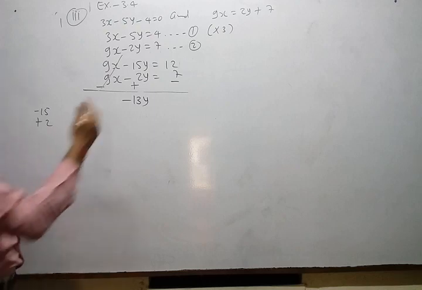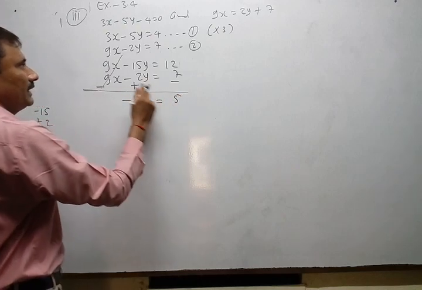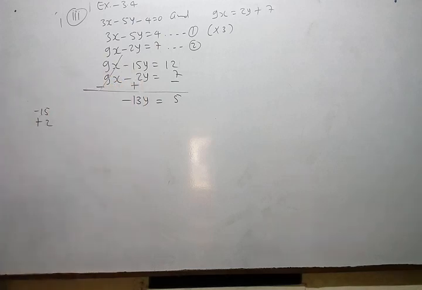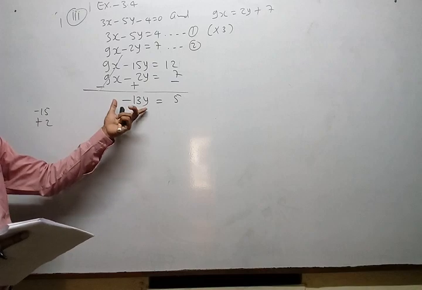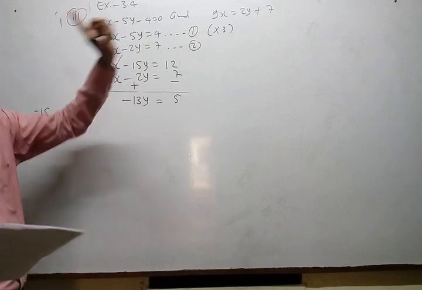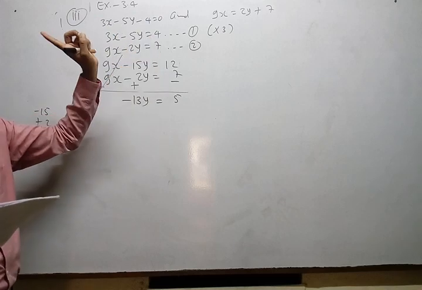Okay. And here 12 minus 7, 5. Again minus 15 plus 2. Okay. What are the equations first of all? So far whatever you will learn, just revise it. This is given. So I converted it to simple one.